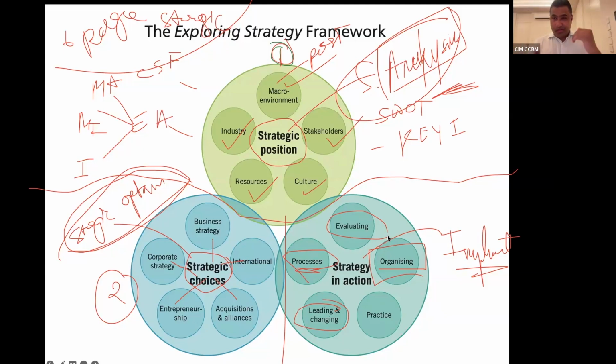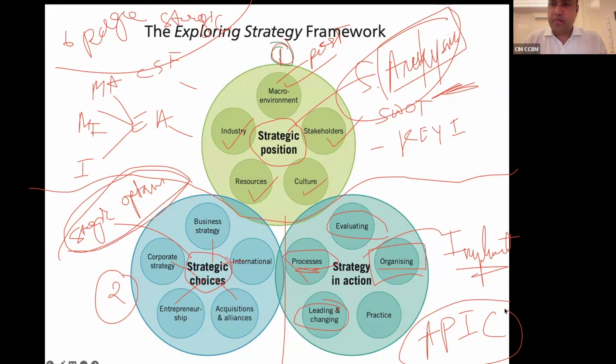Analysis, planning, implementation, and control. Put together, we call that a framework. It's called the APIC framework. I think you have learned that in level 4 or 6. This is the 4 stages of marketing planning: analysis, planning, implementation, and control.